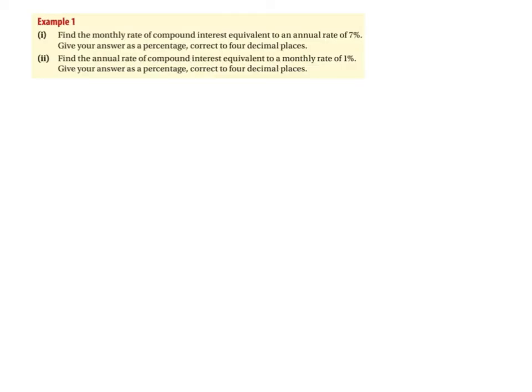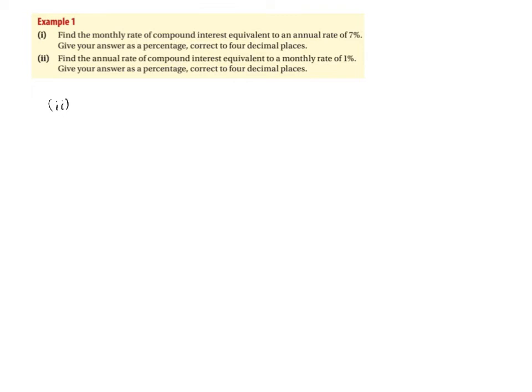For this example, guys, I'm going to do the second one first, because I think it's a little bit easier and just shows you what we're doing for the first one, i.e. we'll be doing the first one backwards. So I'm going to start with part 2 here. It says, find the annual rate of compound interest equivalent to a monthly rate of 1%, and give your answer as a percentage correct to 4 decimal places.